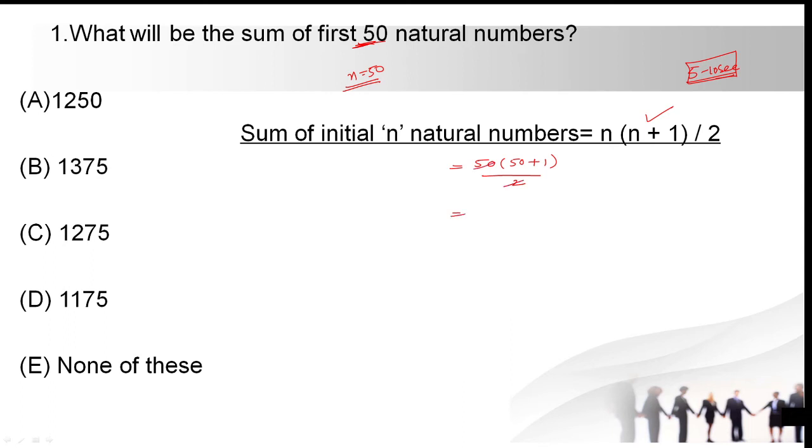So this is 25 times. So now 25 into 50. What is 25 into 50? 5 25s are 125. We need to keep a 0, plus 25 into 1. So just add, you will get 1275. Okay, so this is the answer, right? So calculations we also need to do like this to save time.